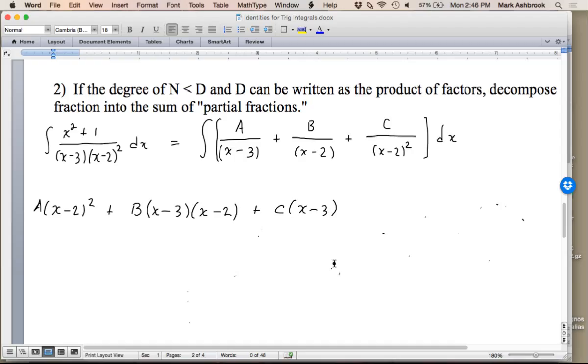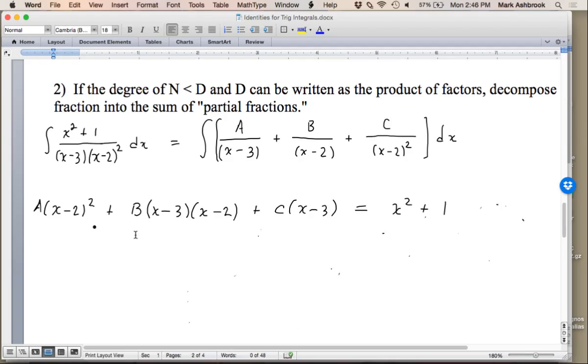Again, we're adding those fractions together, and what do we need to do to each one of them to get the common denominator? Well, the first one, I've got to multiply top and bottom by x minus 2 squared. So that's why I have a times x minus 2 squared. The second one, I've got to multiply top and bottom by an x minus 3 and an x minus 2 to get the common denominator. And the c, I've got to multiply the top and bottom by just x minus 3, and that will give me the common denominator for that one. And so then all this together should equal x squared plus 1, right? Our whole numerator, when we do that, should be x squared plus 1.